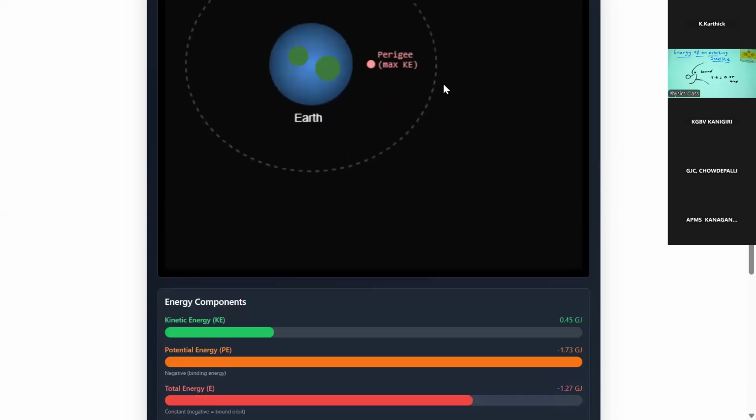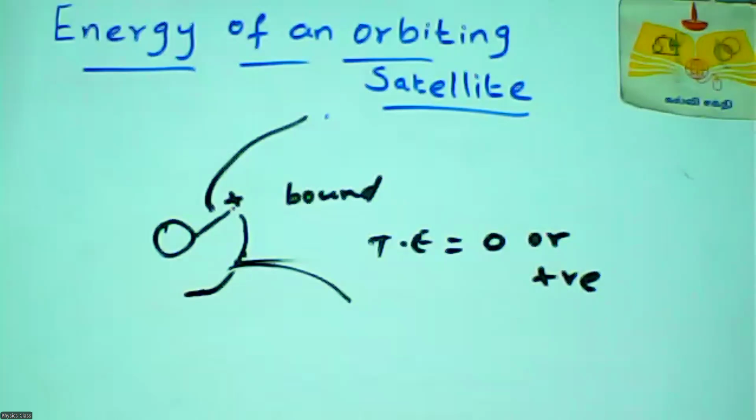Okay, right. So this is a simulation which is very useful for understanding the concept of energy: total energy, potential energy, and kinetic energy. Clear? Okay, right.